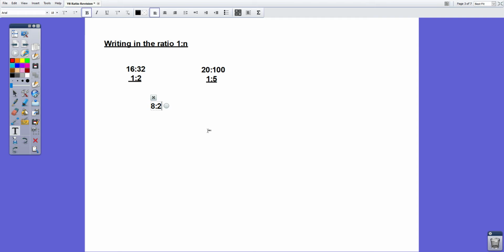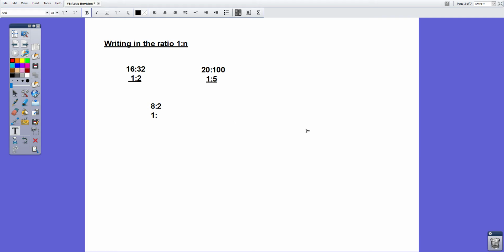8 to 2. Right, so this time the aim again is to end up with 1 at this side, but now we are dividing 8 by 8 to get 1. So we've got to divide the left hand side by 8. That means we've got to divide the right hand side by 8. Now 2 divided by 8, a lot of people make the mistake of doing 8 divided by 2, which is 4. That is not the answer.